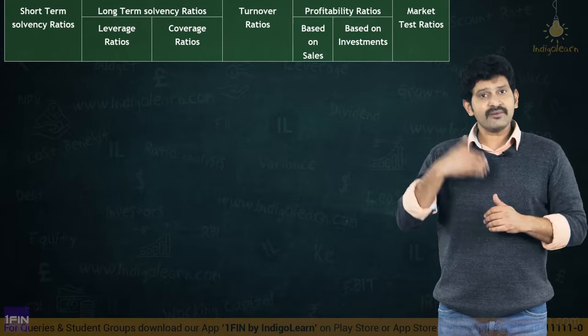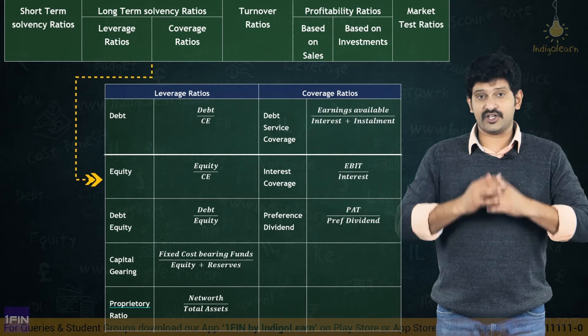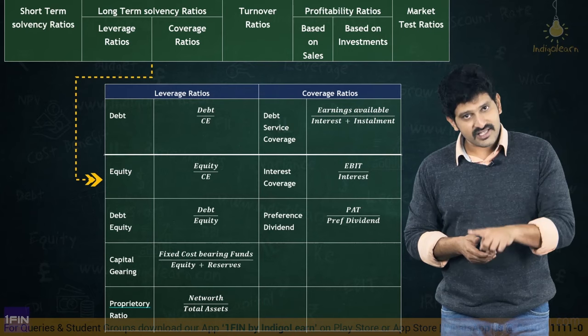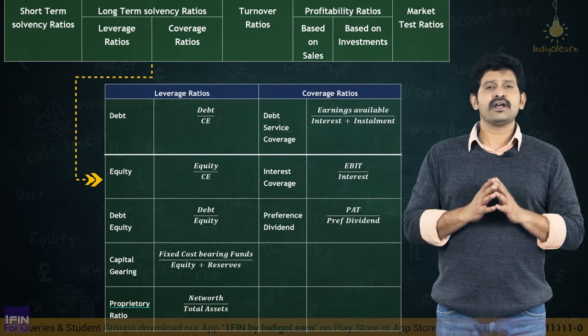Then we moved on to the long-term solvency ratios, wherein firstly we saw the capital structure ratios or the leverage ratios. There, the first ratio was debt ratio, that is debt by capital employed. What is capital employed? Debt plus equity. Equity means equity share capital plus reserves and surplus plus preference share capital also. Then we saw equity ratio, that is equity divided by capital employed, that is debt plus equity again. Then debt equity ratio, that is debt by equity.